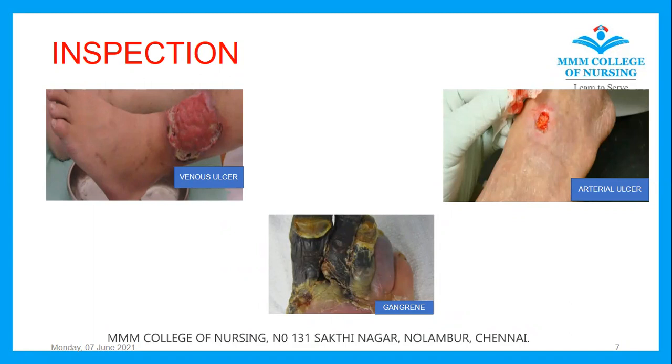That is arterial ulcer. And the patients may have gangrene. Gangrene is a tissue necrosis secondary to inadequate perfusion. So typically, the patient's skin color would have changed. It will be dark black in color. So these things are also some of the features.